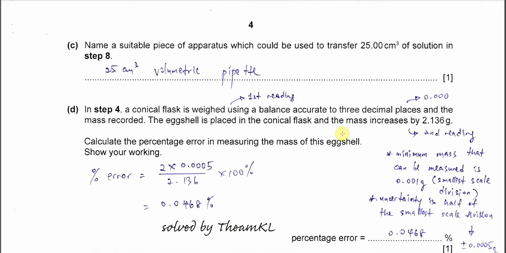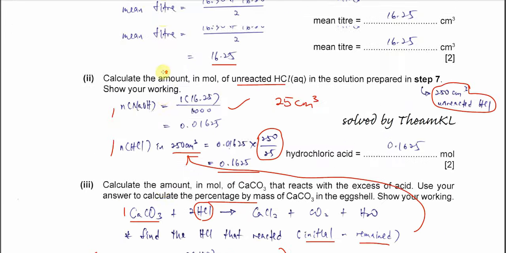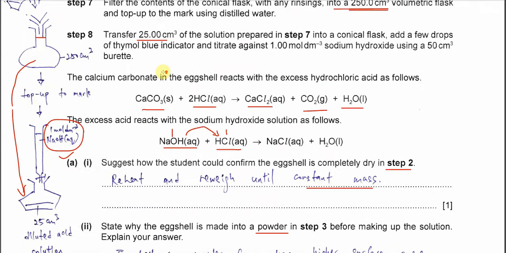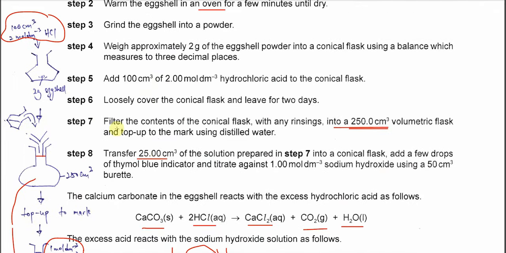Part C. Name a suitable piece of apparatus which could be used to transfer 25 cm³ of solution in step 8. Step 8 again is the one used for the titration. Before we titrate, let's get back to step 8, then you'll be clearer. Okay, step 8 is to transfer 25 cm³ from the 250 cm³ solution prepared for the titration. So how do we transfer this? We must use a pipette.